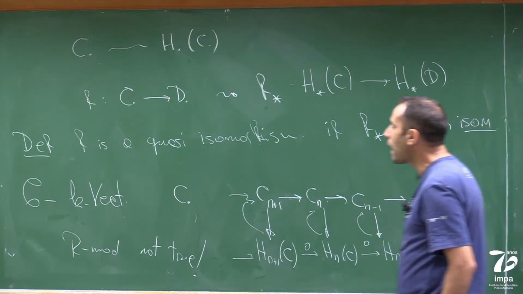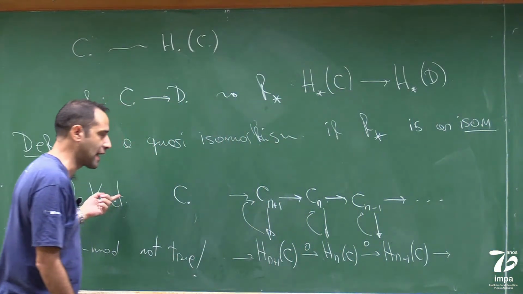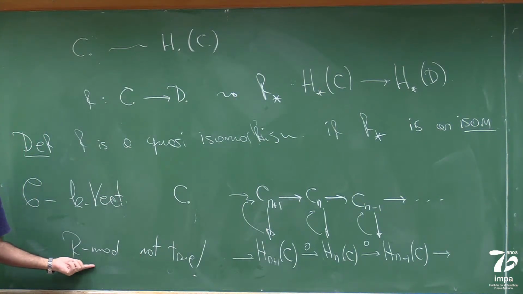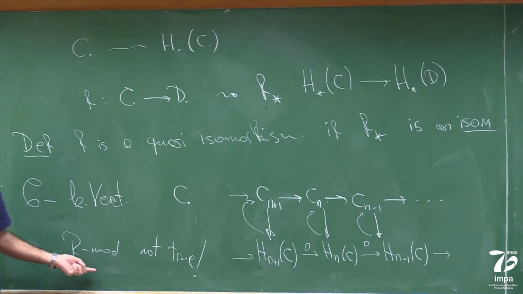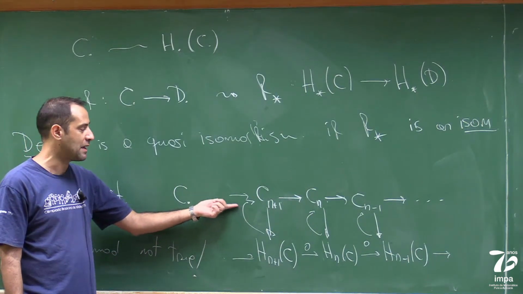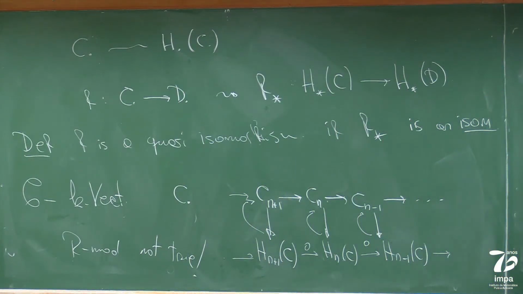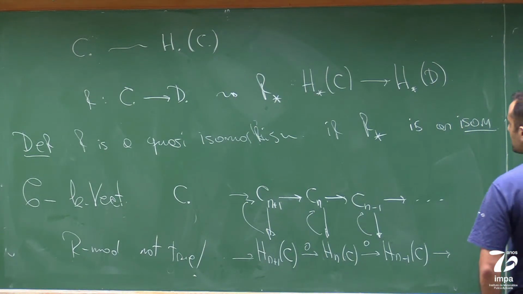As soon as you move out from vector spaces to some other kind of categories, for example, vector bundles or R modules for a ring, you no longer have this result. You cannot replace a complex by its homology. And you should guess why is that. So let's do this for vector spaces.